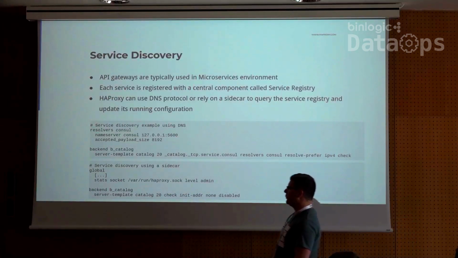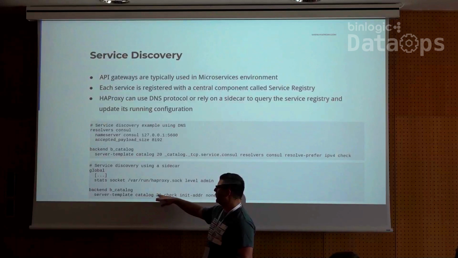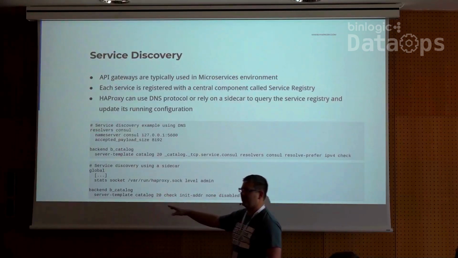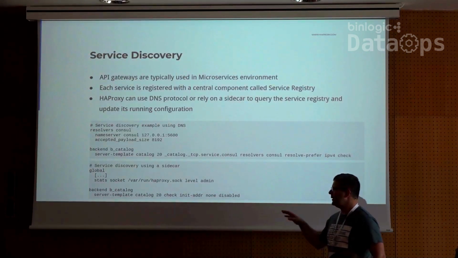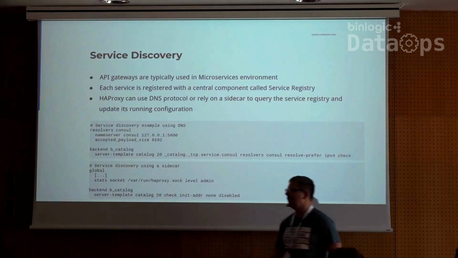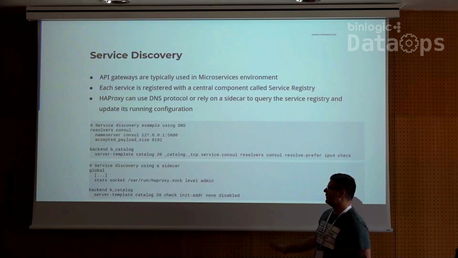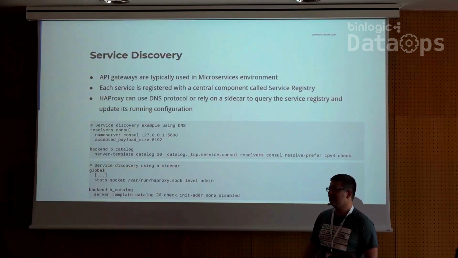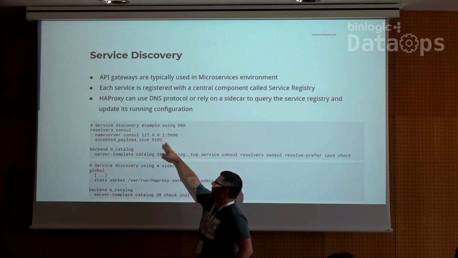How we do it is that we use a server template. HAProxy will provision 20 slots for this specific backend. If you need more than 20, you will have to reload. You change this number to 30 or whatever, you do your reload, and then as soon as it's done, you don't have anything to do.